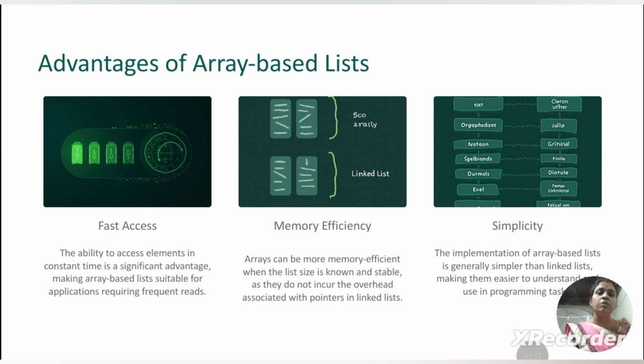Next one is memory efficiency. Arrays can be more memory efficient when the list size is known and stable, as they do not incur the overhead associated with pointers in linked lists. The third one is simplicity. The implementation of array based list is generally simpler than linked list, since the linked list needs to store the address of the next node and the previous node. When compared with linked list, this array based implementation is very easy.